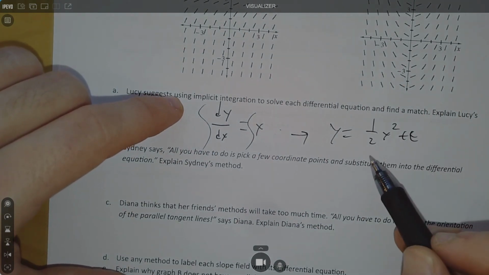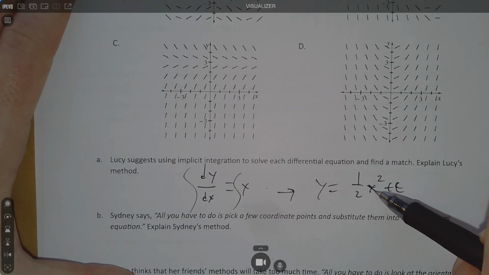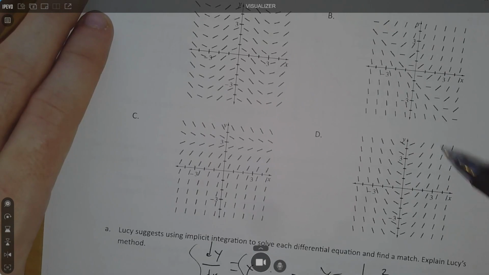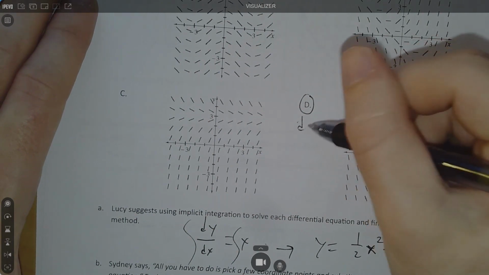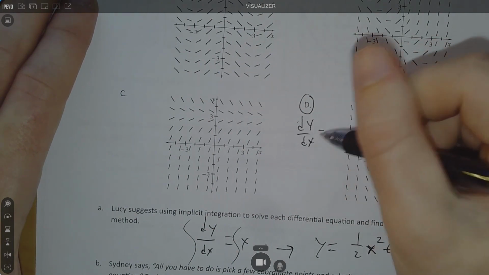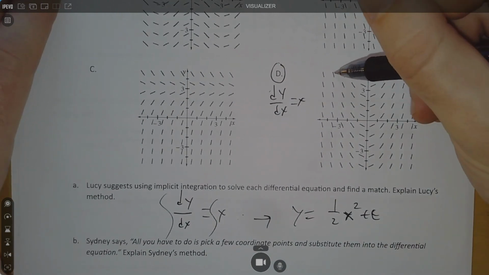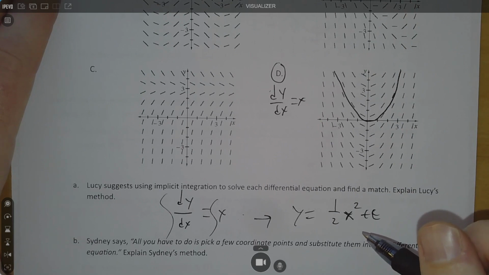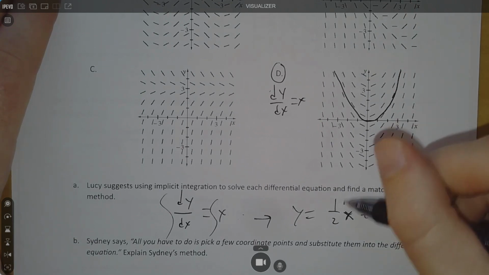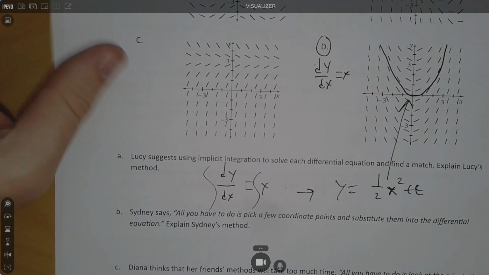So what that means is you can look at this and you're looking for a squared function, a parabola. So you say, okay, which one of these has a parabola? Well, D has a parabola. This must be dy/dx equals x because the solution is this parabola. Look at this. See it in there? It's a parabola. It's 1/2 x squared plus c. That is that. Okay?